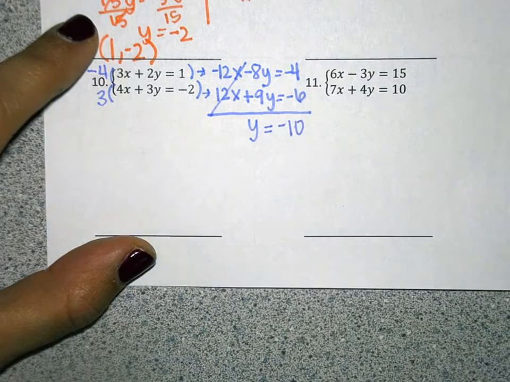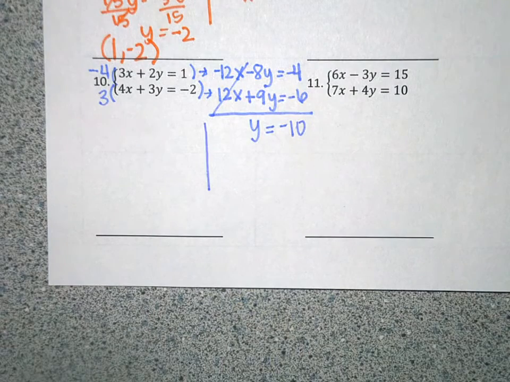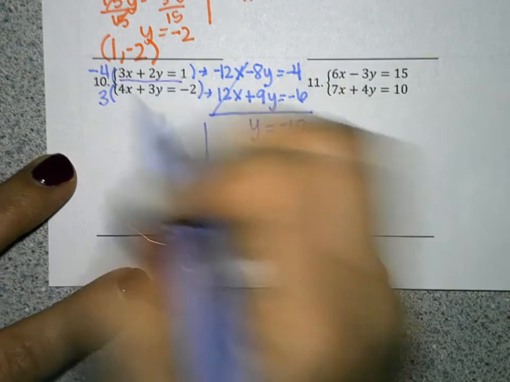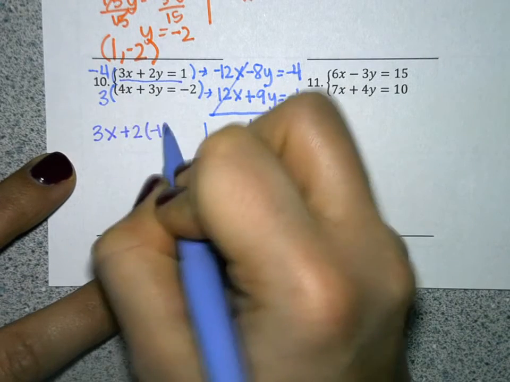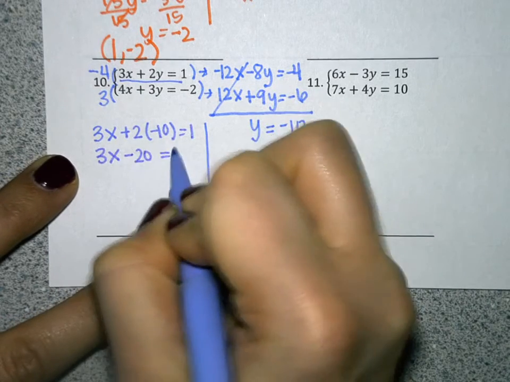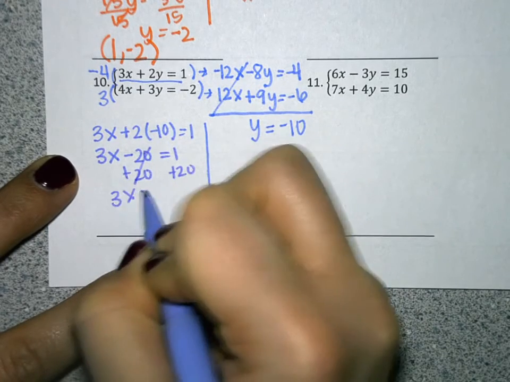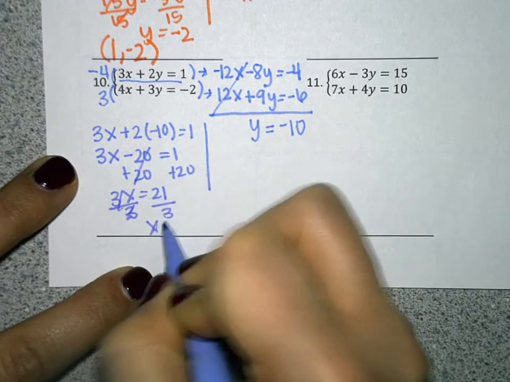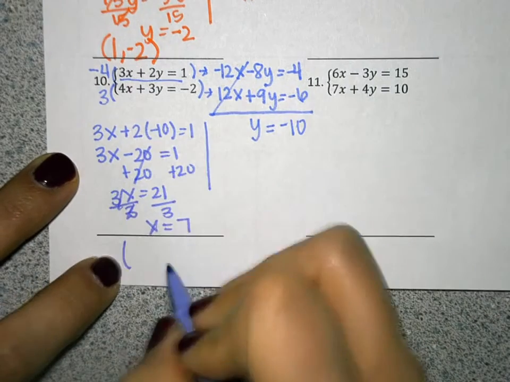When I plug that back in, you can use any equation to plug it back in. I'm going to plug mine back into the original top equation. So 3x plus 2 times negative 10 equals 1. 3x minus 20 equals 1. Add 20, and I get 3x equals 21. So x equals 7. So my ordered pair is going to be 7, negative 10.